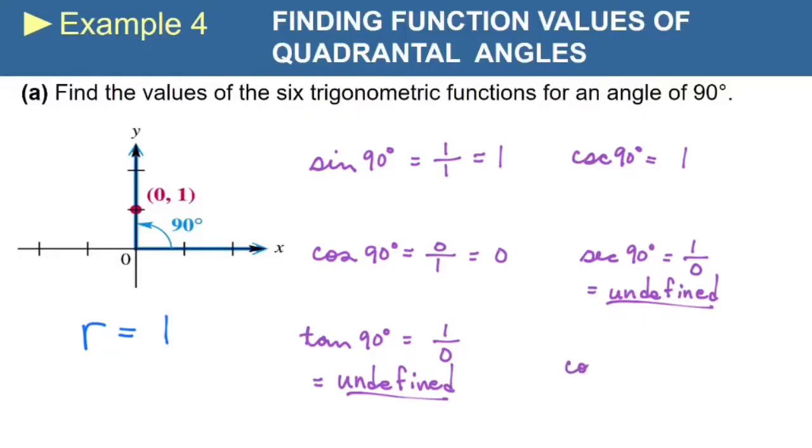And then for cotangent of 90 degrees, that would be the reciprocal of tangent. So that's 0 over 1, so that's 0. Now, one thing you can take away from here is that if you have 0 on the top, that value is 0. If you have 0 in the bottom, that value is undefined. Also, we can think of it this way.